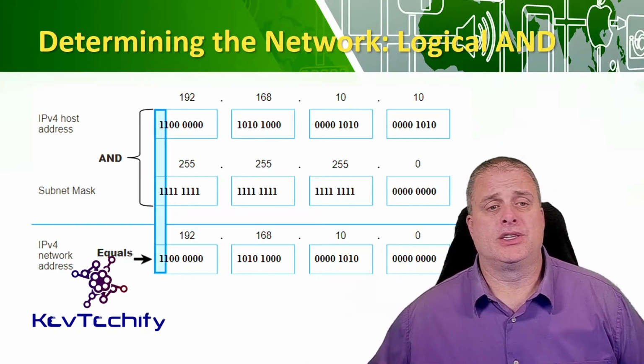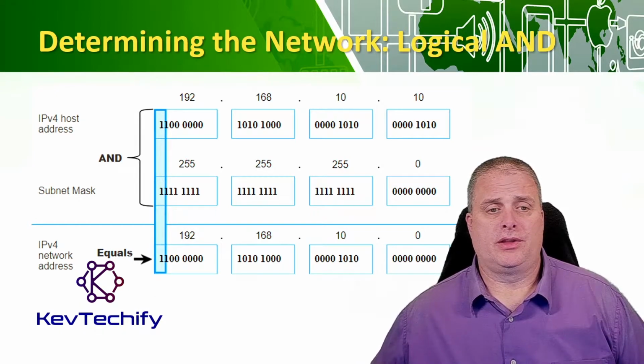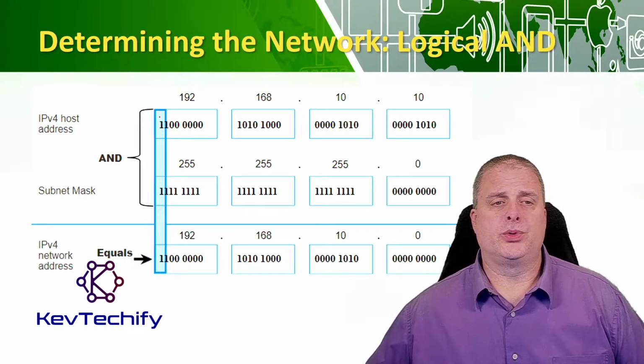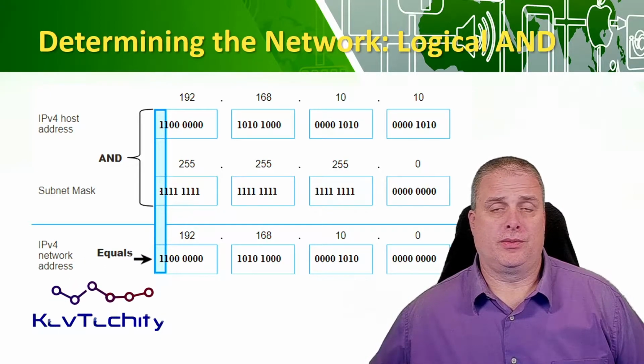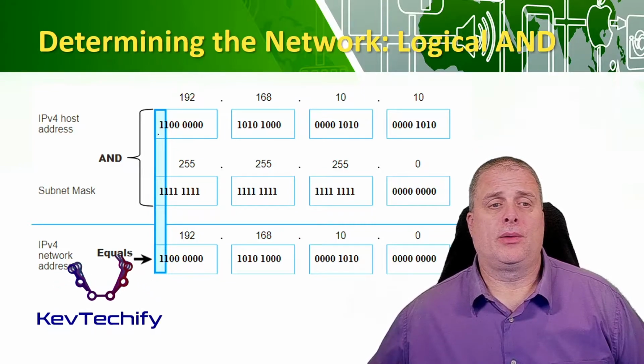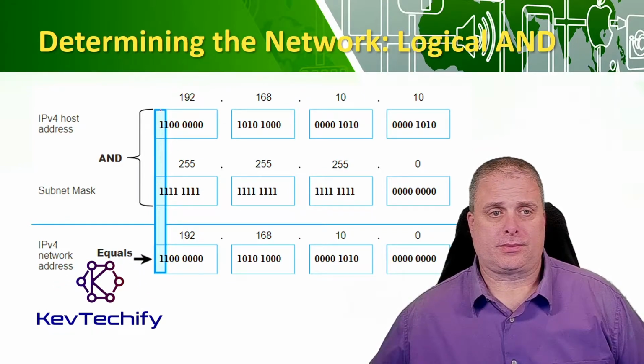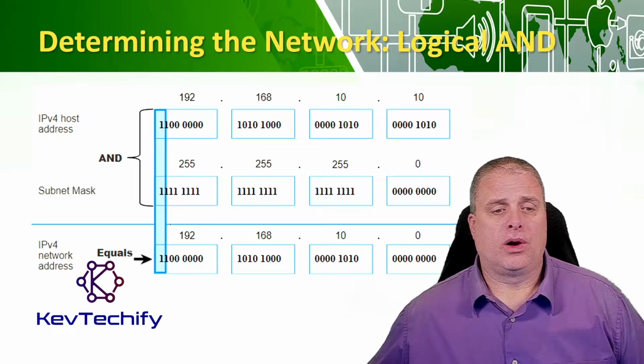A lot of times this is fairly easy, because if you have the number 255, that means that we have 8 ones here. And so what we do is we compare the columns. We take the first number from the IPv4 address, we take the first number from the subnet mask, we compare them, we AND them together. We have a 1 and a 1. Anytime you have a 1 and a 1, that equals a 1. And that's what we have here.